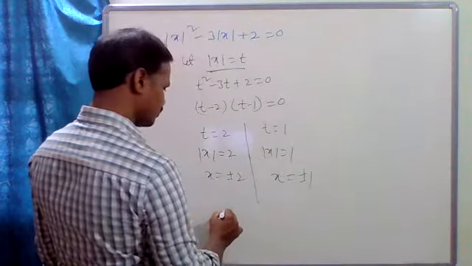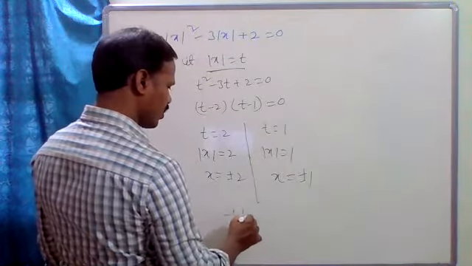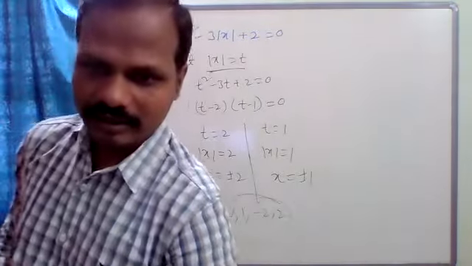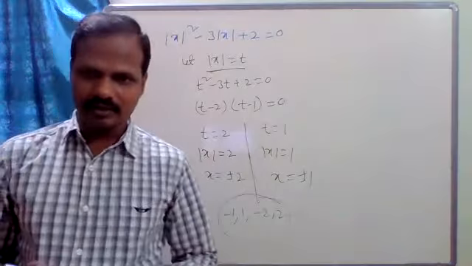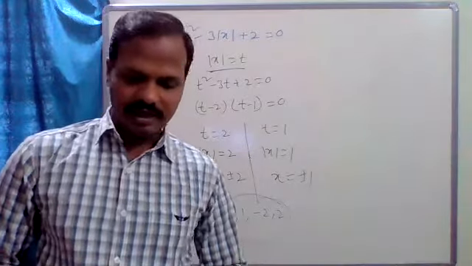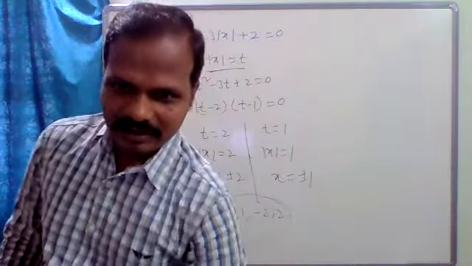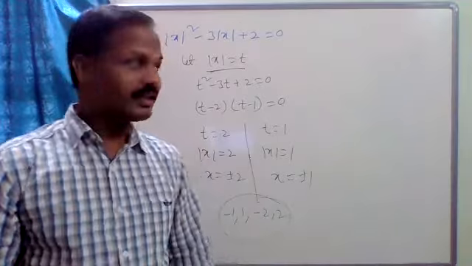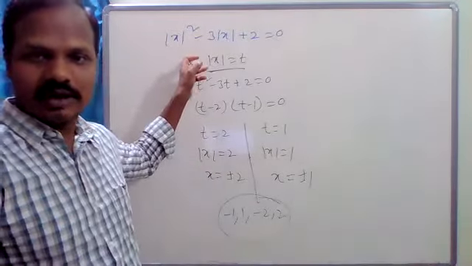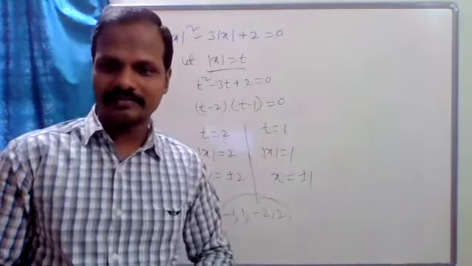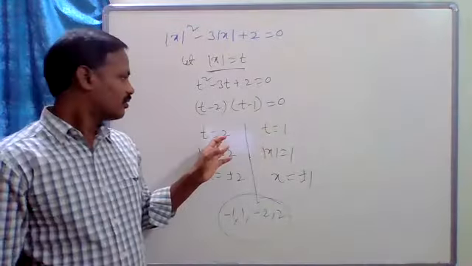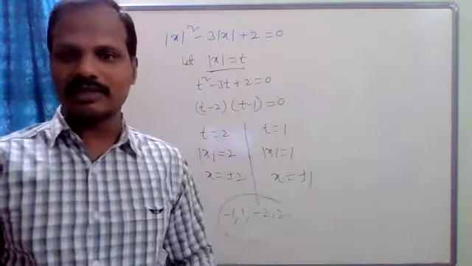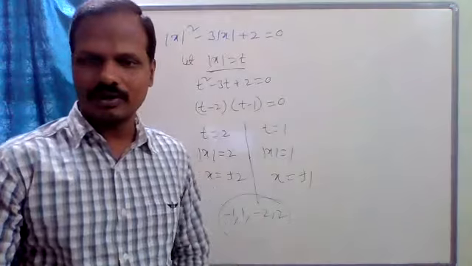So what are the roots? The roots are minus 1, 1, minus 2, 2. 4 roots. Is it clear? Yeah, Sneha, very good. Think about it, Mamata, Banu, Vijay. See, there is mod x, okay? So look at that. Mod x value is 2 and 1. So therefore x values are plus or minus 1 and plus or minus 2. Okay?